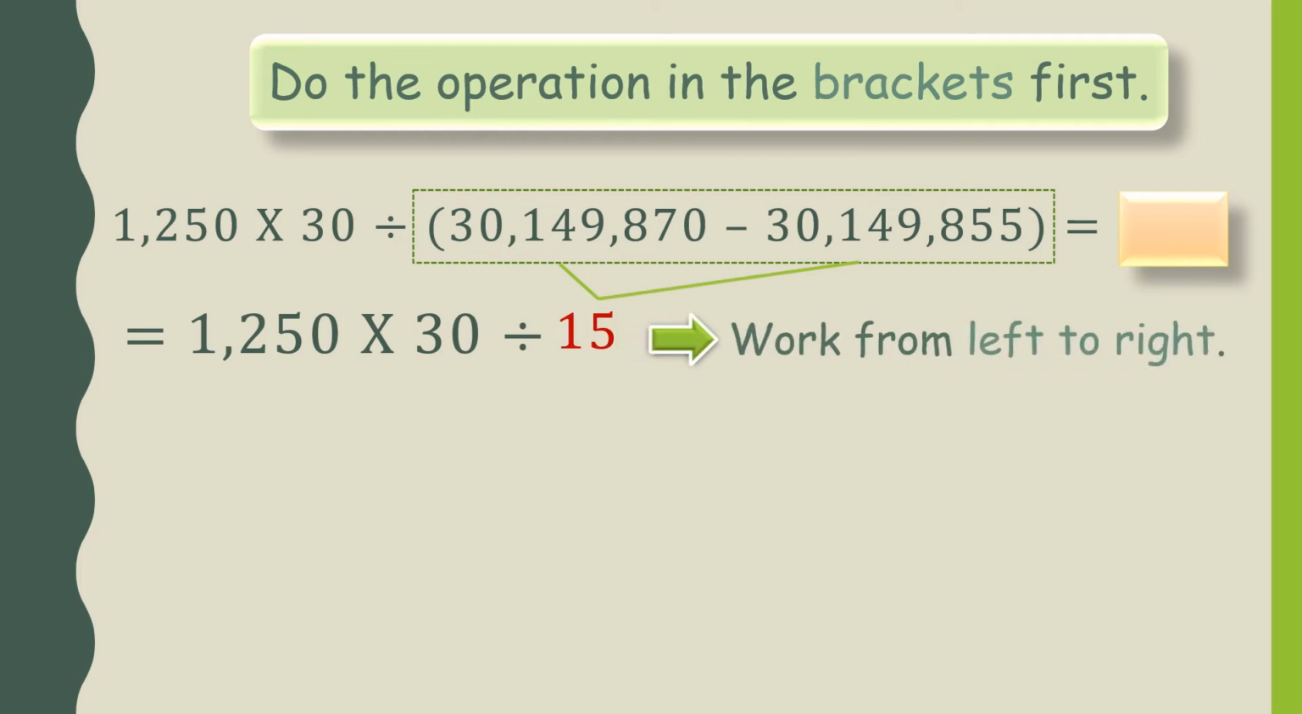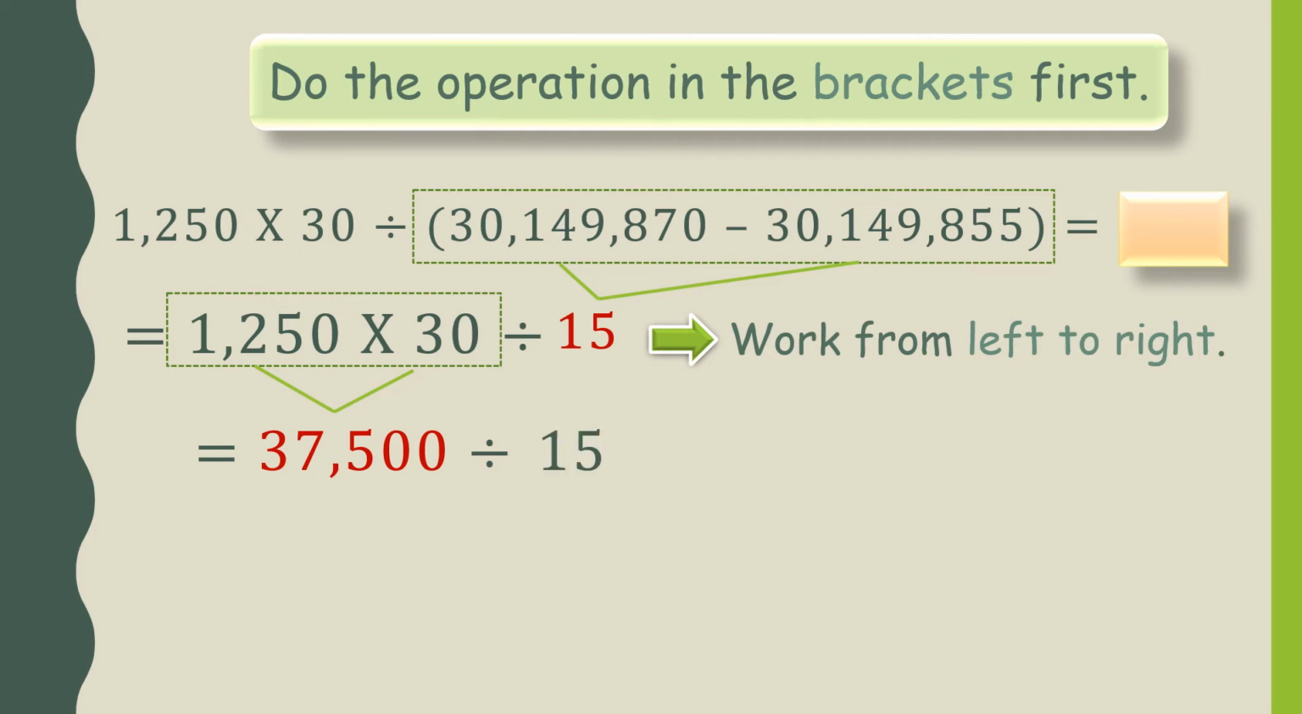So after this, because we've got only two equations, we have to work from left to right. And the equation in the right is multiplication. So we will do first 1,250 times 30, which is equal to 37,500. And we will divide it by 15. So 37,500 divided by 15 is equal to 2,500.